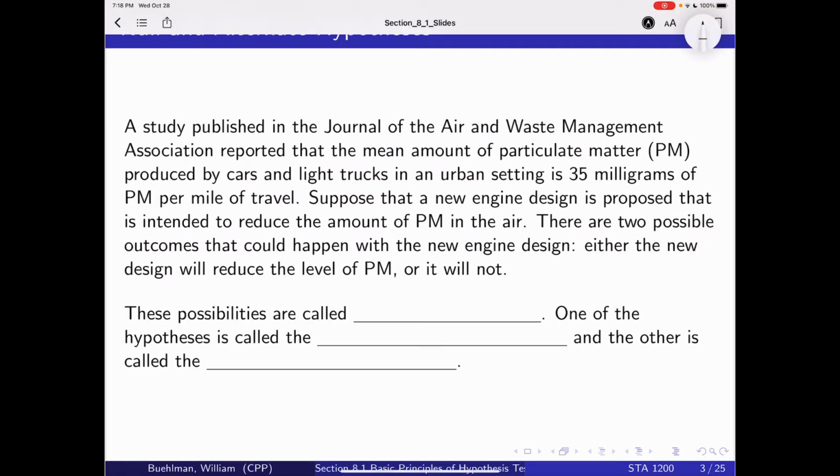A study published in the Journal of the Air and Waste Management Association reported that the mean number of particulate matter, PM, produced by cars and light trucks in an urban area setting is 35 milligrams of PM per mile of travel. Suppose that a new engine design is proposed that is intended to reduce the amount of PM in the air. There are two possible outcomes that could happen with the new engine design. Either the new engine design will reduce the level of PM or it will not. These possibilities are called hypotheses.